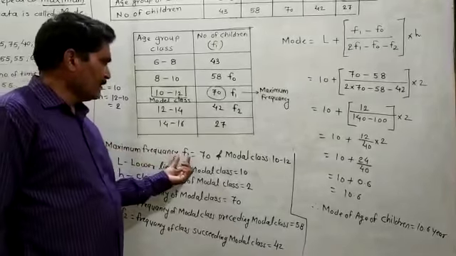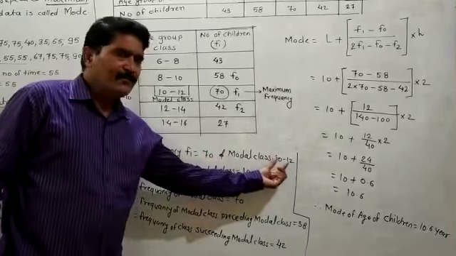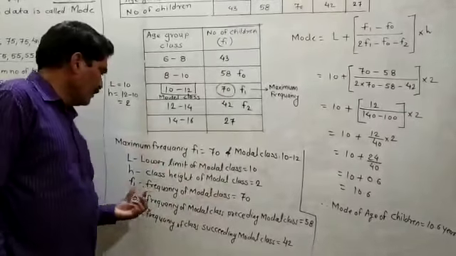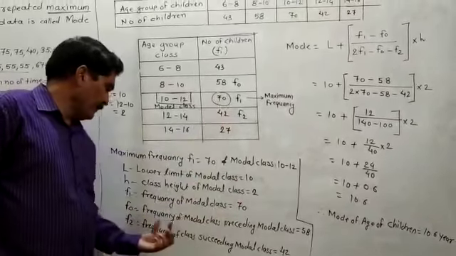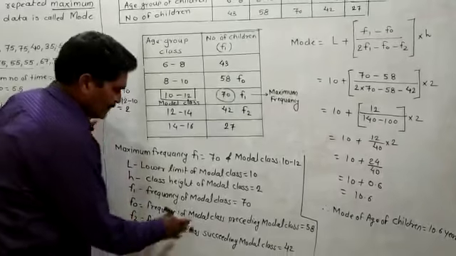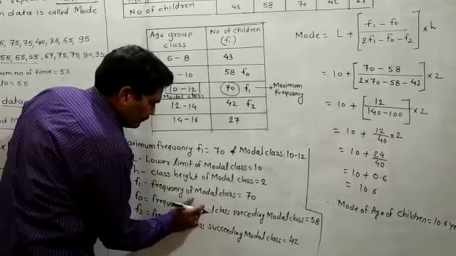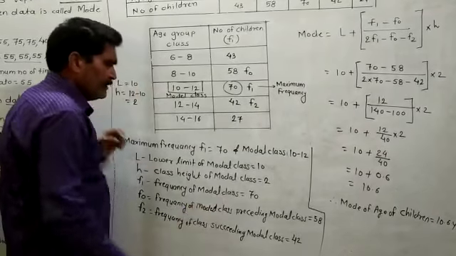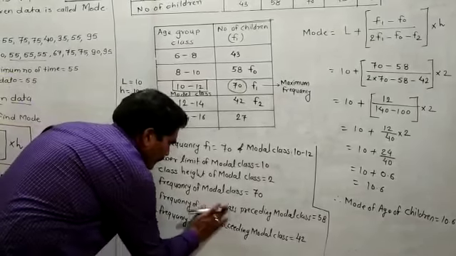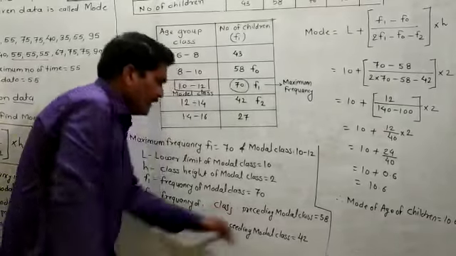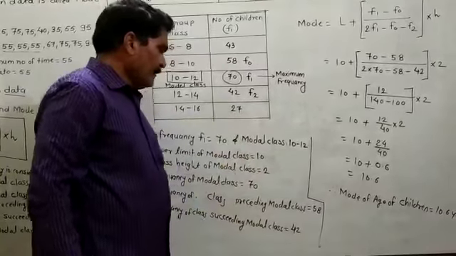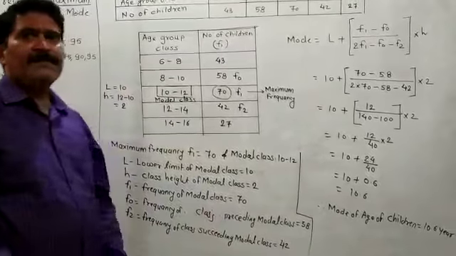So maximum frequency F1 is equal to 70 and the modal class is 10 to 12. Lower limit of the modal class is 10. Class height is 2. F1, the frequency of the modal class, is 70. F0, the frequency of the class preceding the modal class, is 58. The frequency of the class succeeding the modal class is 42. Once you get all this data, it is very easy to find out the mode.